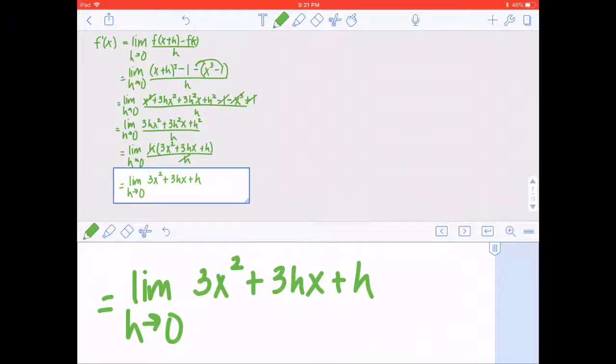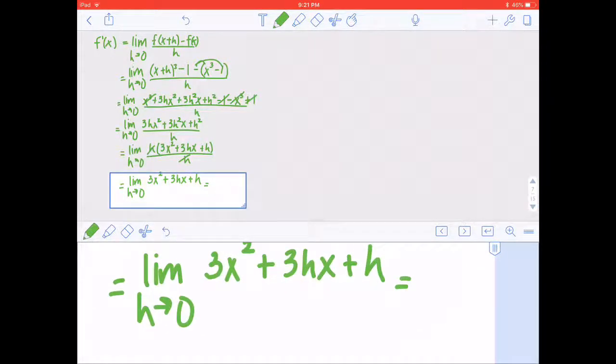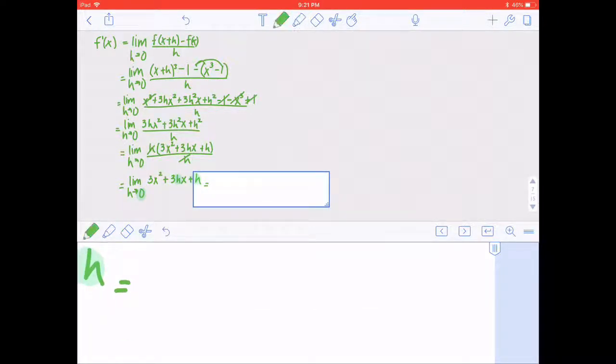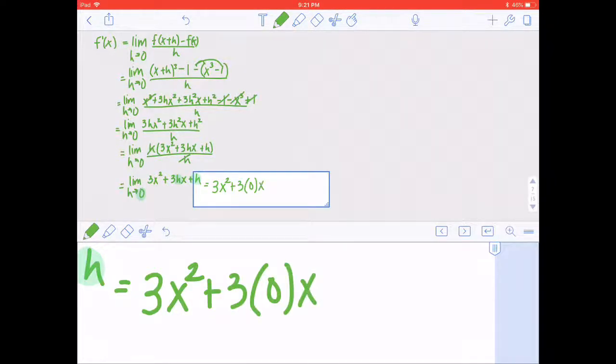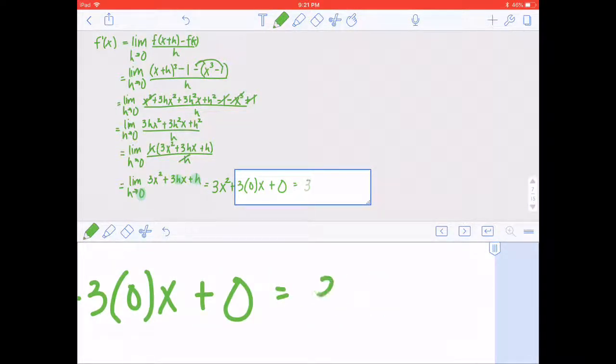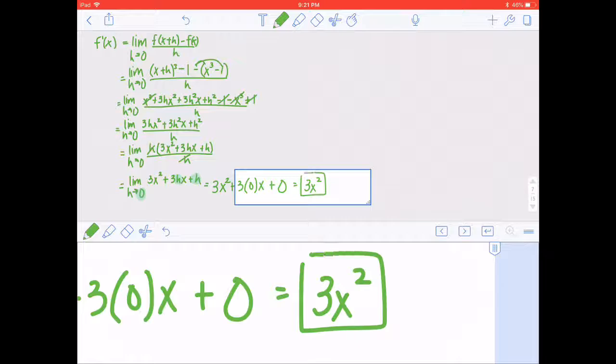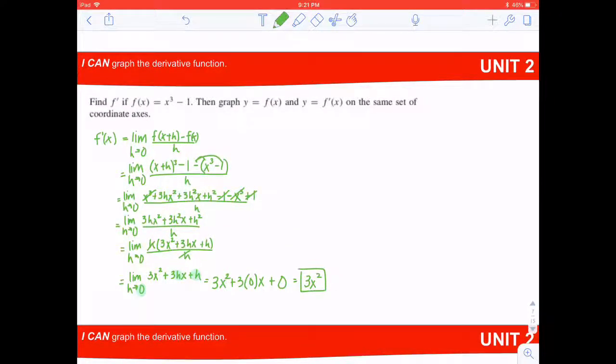From here, we're going to do direct substitution. So I'm going to plug in 0 for the h's that I have. That's going to leave me with 3x squared plus 3 times 0 times x plus 0, which is just going to become 3x squared. And that is our derivative. Next, it asks us to graph y equal to f of x and y equal to f prime of x on the same set of coordinate axes.